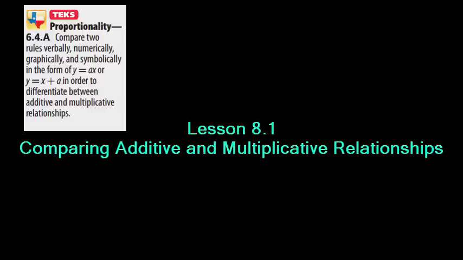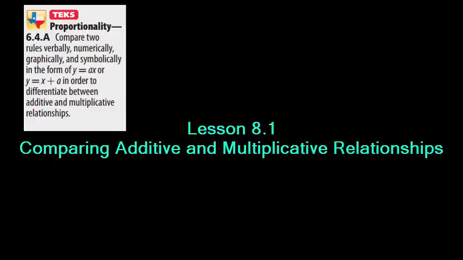Alright, hi, it's Mr. Nelson. This is lesson 8.1. We're comparing additive and multiplicative relationships. The TEKS is 6.4A. We're comparing two rules verbally, numerically, graphically, and symbolically in the form of y equals ax or y equals x plus a in order to differentiate between additive and multiplicative relationships.